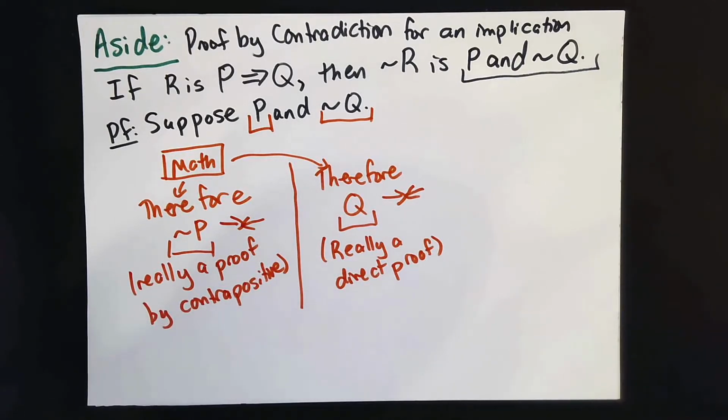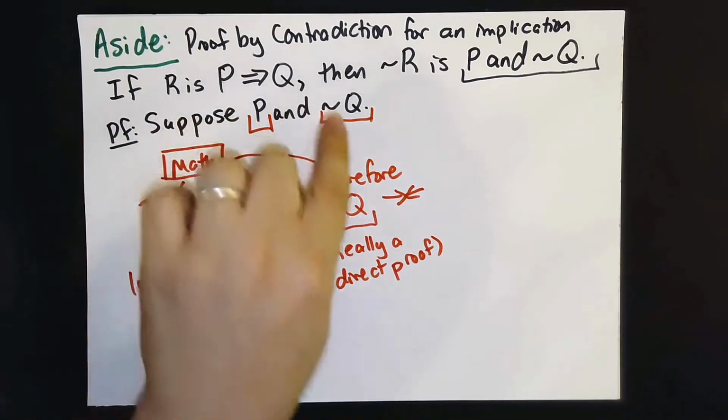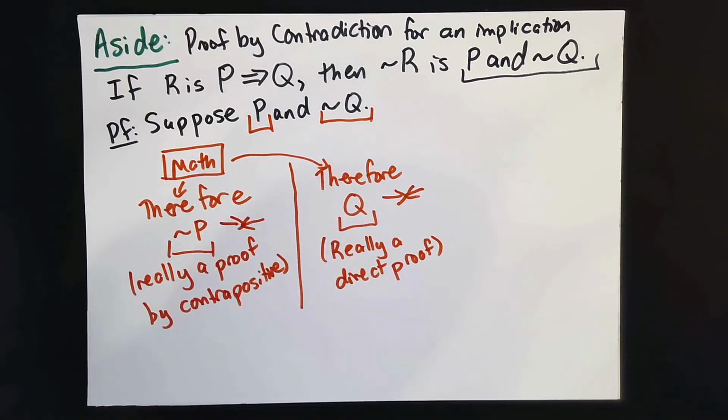So be super careful when you're writing up proofs. If you're going to use proof by contradiction, make sure you have not followed one of these outlines where you've just actually used direct proof or actually used proof by contrapositive.